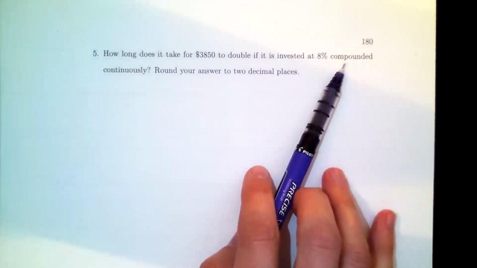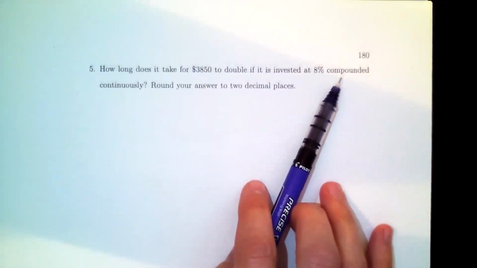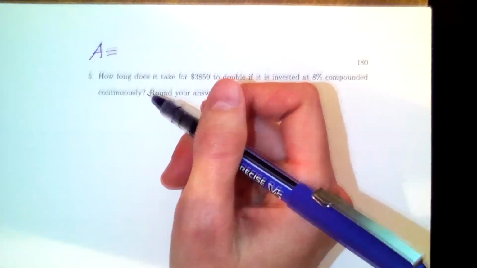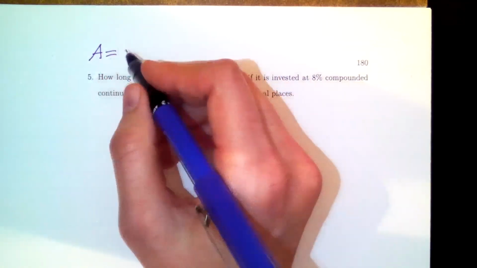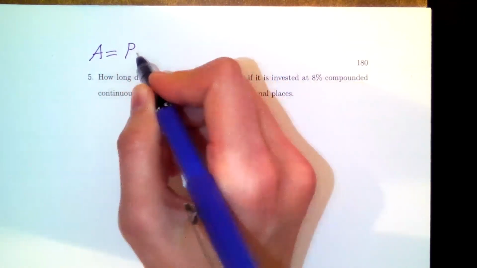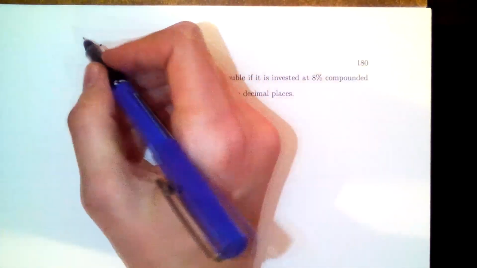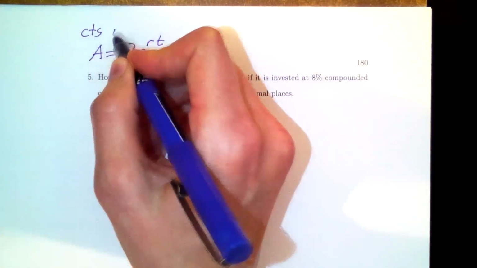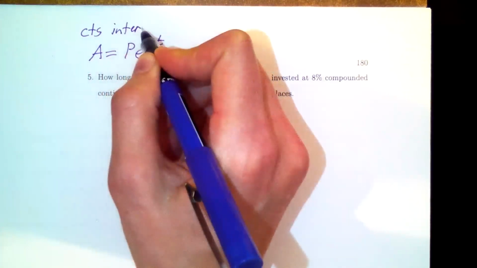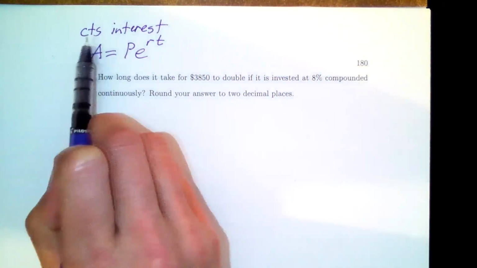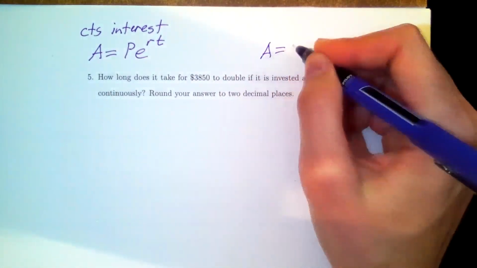So for this, we need to recall the equations from section 5.1. From 5.1, we had two equations for interest and compounding interest. We had PERT, P-E to the R-T, where this is the equation you use when you're talking about money that compounds continuously. So I'm abbreviating continuously as CTS, continuous interest. And then you have this uglier looking formula.